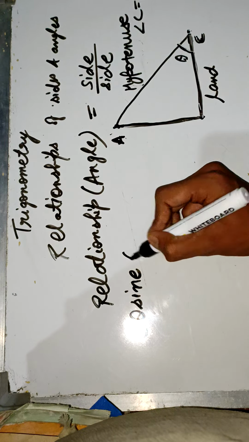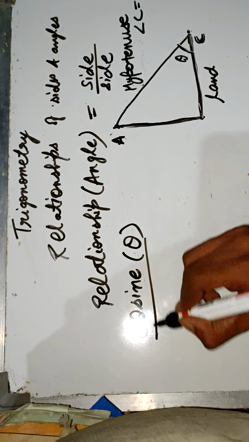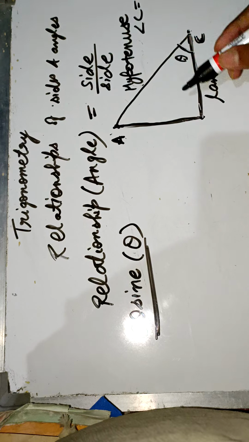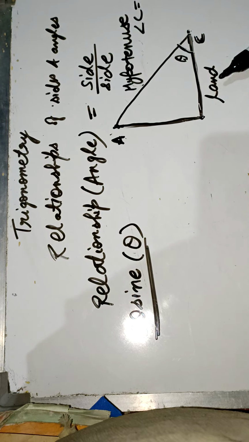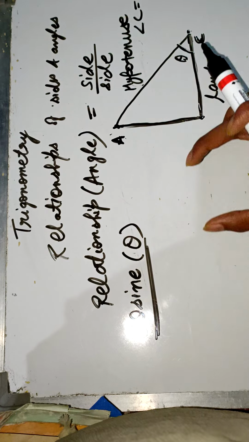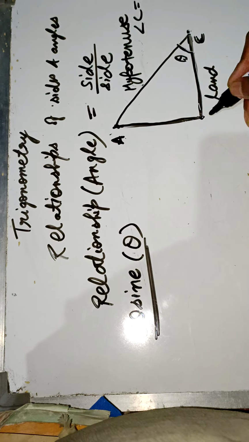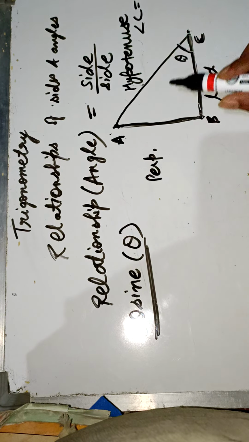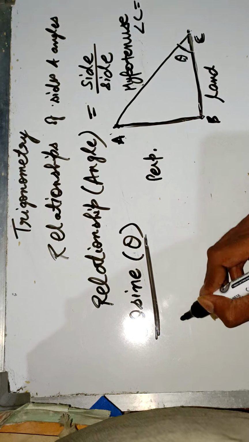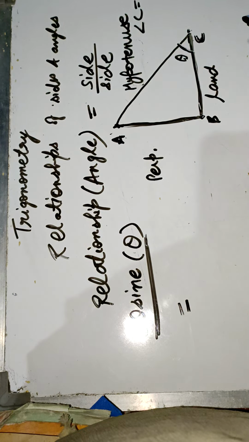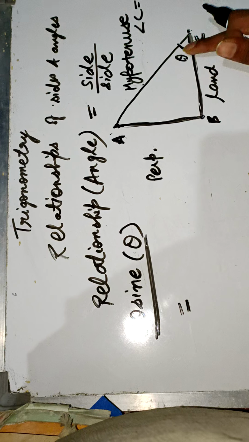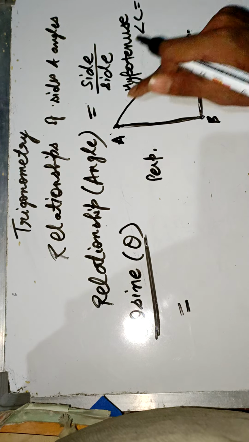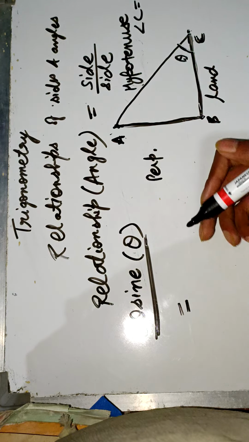What is cosine? Like sine, we are talking about cosine. When we are talking about cosine, it is the ratio of sides. Whenever we are talking about trigonometry, we are talking about the relationship between sides and the angle. So when talking about the cosine ratio, we say that it is the ratio of the side which is adjacent to the angle theta and the hypotenuse.